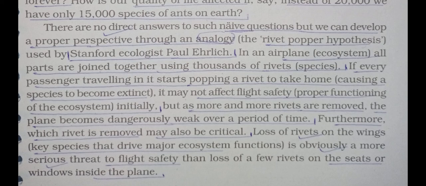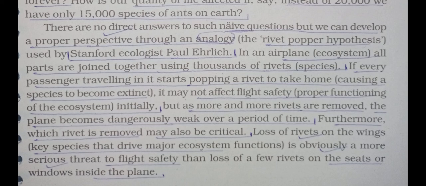Furthermore, which rivet is removed may also be critical. So underline this, it is important. Which rivet is removed, meaning which species will be affected, is also important. So loss of a rivet on the wings is equal to loss of a key species, meaning key species that drive major ecosystem function. It is obviously a more serious threat to flight safety than loss of a few rivets on the seats or windows inside the plane.